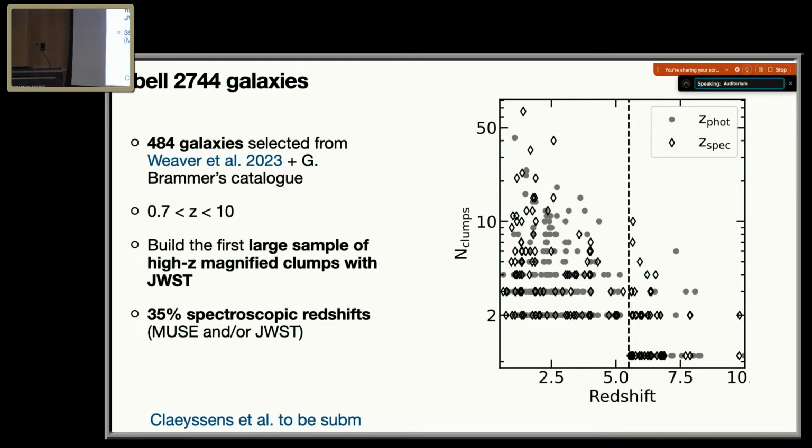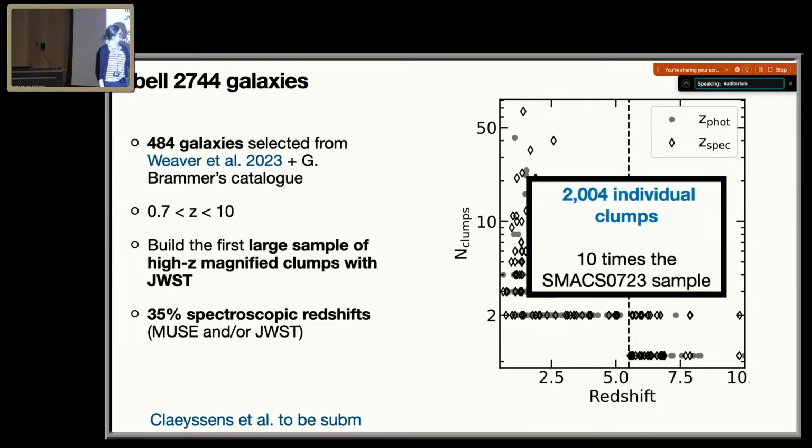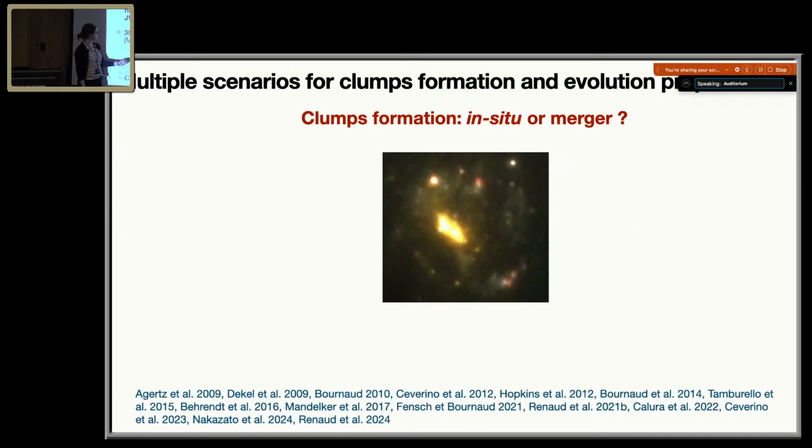You have here the number of clumps per galaxy as a function of redshift, and I draw a line here because what I will present today is the results of the clumps between 0.7 and 5.5 in redshift, so post-reionization clumps, let's say, and we will do another study with Angela Adamo on the very high redshift clumps. In total, we have 2,004 individual clumps, and it's 10 times larger than the first sample that we did with James Webb, which was based on the SMACS 0723 observation, so the very first observation of James Webb.